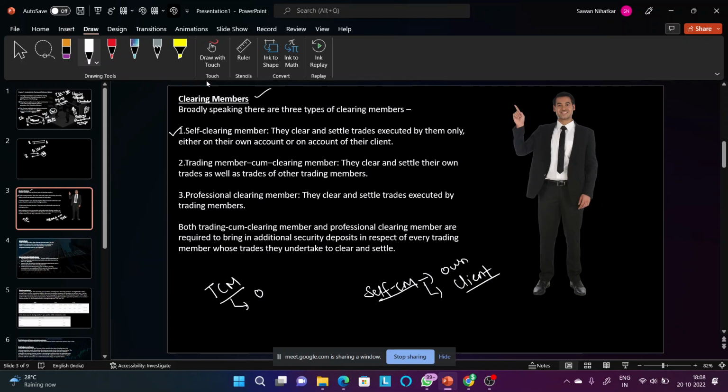So they can settle their own trades and those of their clients. At the same time, they can also settle the trades of other trading members which are there in the market. So they have that kind of an authority. Third, we have professional clearing members who clear and settle trades executed by the trading members only.